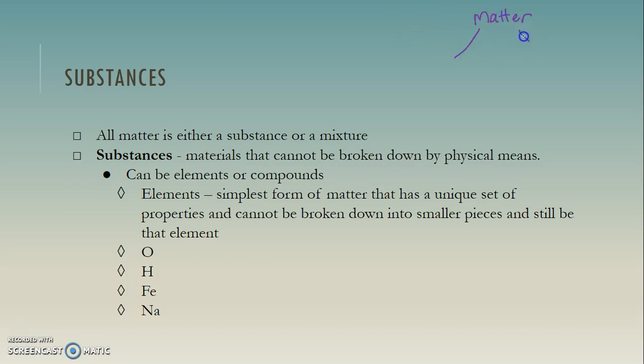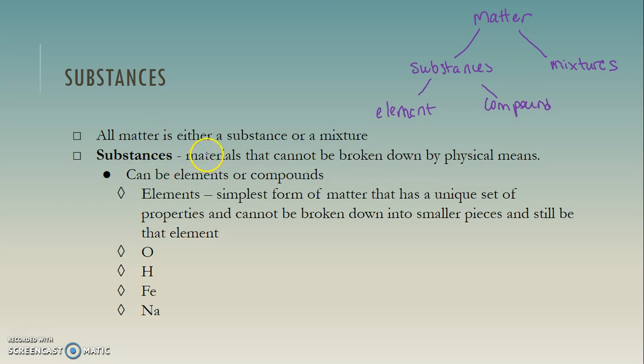We have matter, and matter can be one of two things. It can either be substances or it can be mixtures. And we're going to deal with substances first. Substances, as it tells you right here, can either be an element or a compound. So you have the definitions of these as we follow.